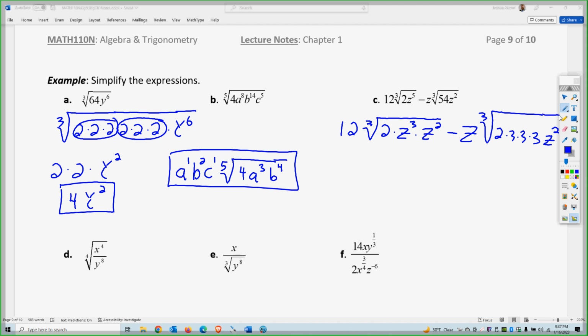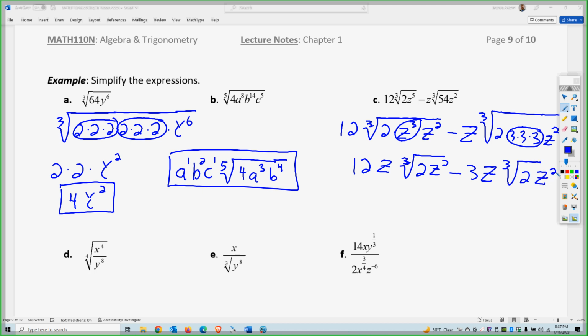So originally these are add subtract. They're not like terms. You can't add them. But I have a group of 3's here, right? So this is 12z third roots of 2z squared. And then minus, I have a group of 3's here. So 3z and then third roots of 2z squared left over inside. So now these are like terms.